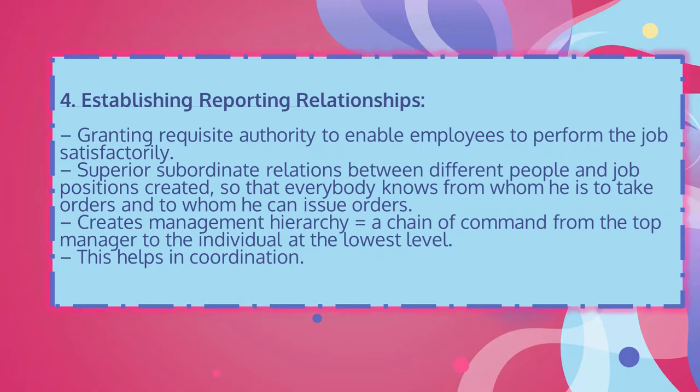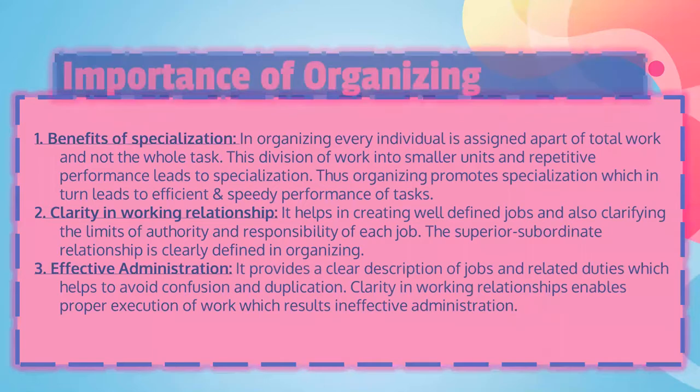Now it creates a management hierarchy, that is a chain of command from the top manager to the individual at the lowest level. So a chain of command is there from the top manager to the person at the lowest level. So this helps in coordination as well. Therefore, we should grant authority in order to make the work get done satisfactorily, and it should not be just bombarding on anyone. So a healthy relation should be there. Next one, we'll see the importance.